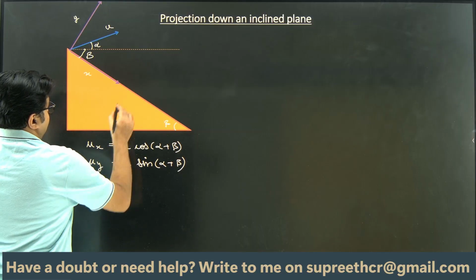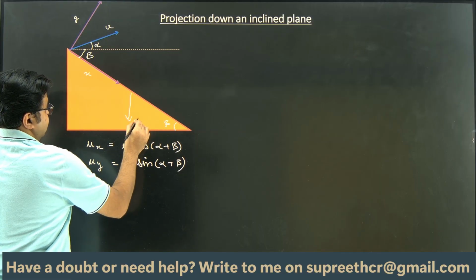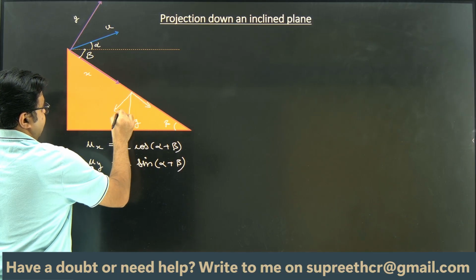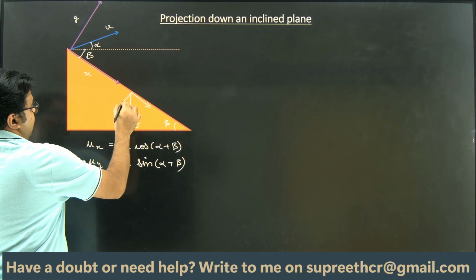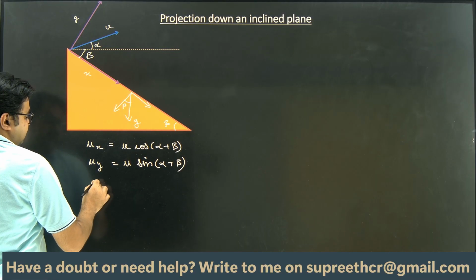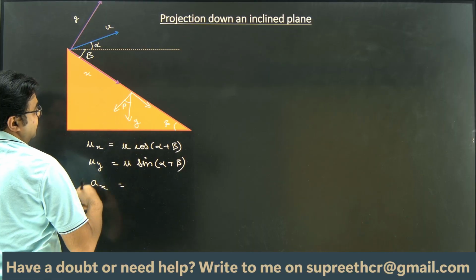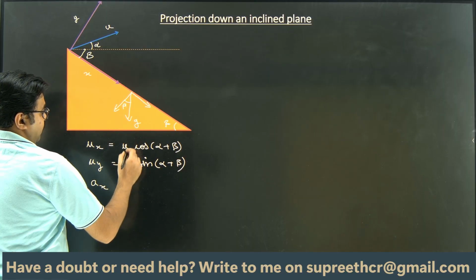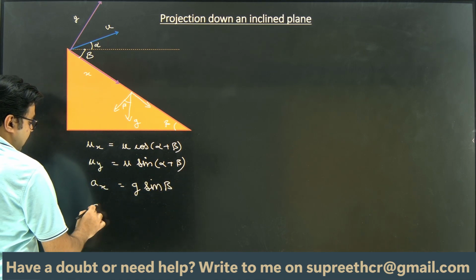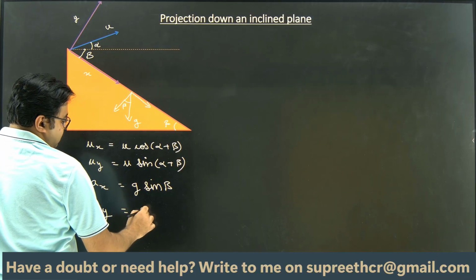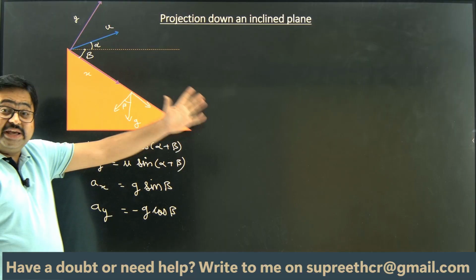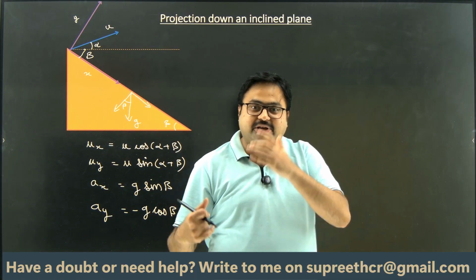And what is going to be the acceleration due to gravity? That's g. Along the x direction, it's like that, and along the y direction, it's like this. And obviously, here the angle is beta. Acceleration along the x axis can now be written equal to g sine beta, and along the y direction it is minus g cos beta.